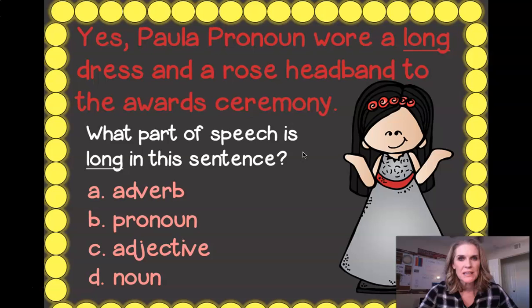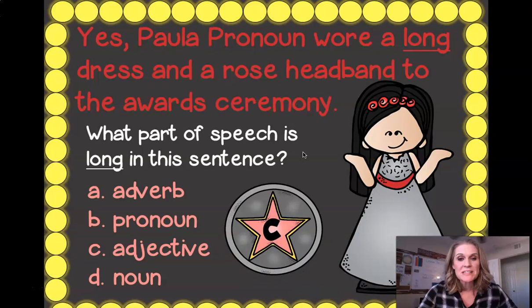What do you guys think? What kind of part of speech is the word long? Hopefully you said C, adjective, because it's describing the dress. Remember, adjectives describe nouns. Well, hopefully that was fun and a good review for you. Remember, you can go back anytime to add to your notes.